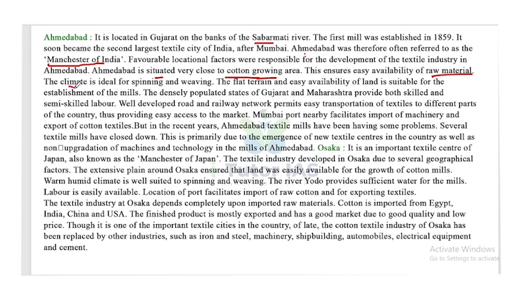Now, second one is the climate is ideal for spinning and weaving. The flat terrain and easy availability of land is suitable for the establishment of the mills. The densely populated states of Gujarat and Maharashtra provide both skilled and semi-skilled laborers. So these are the advantages of Ahmedabad.